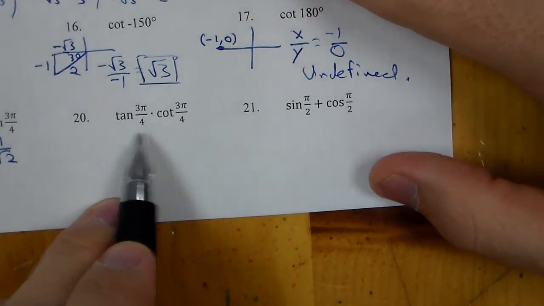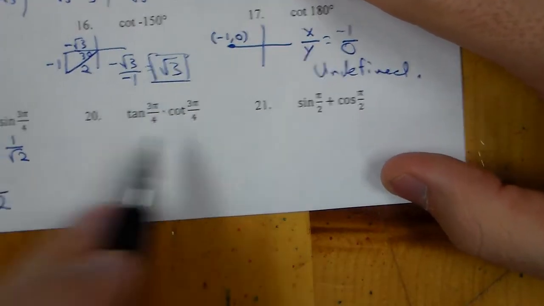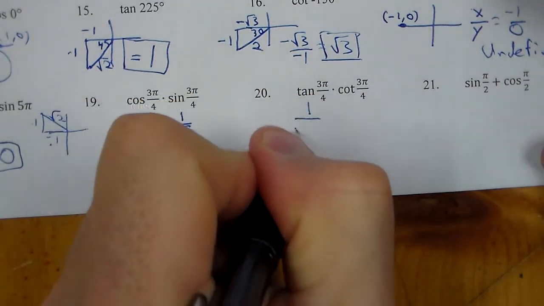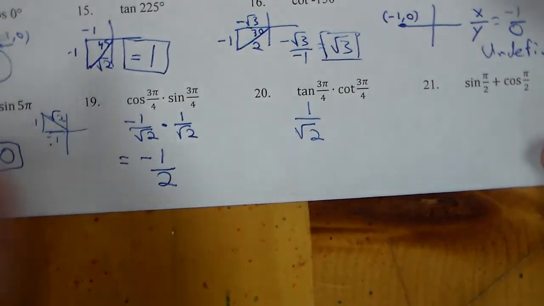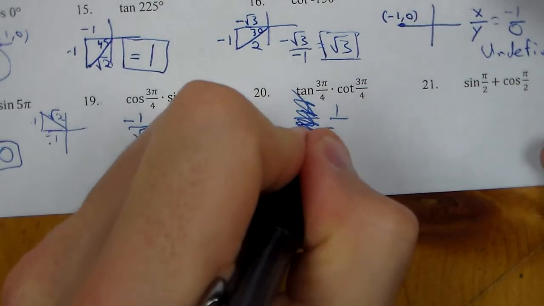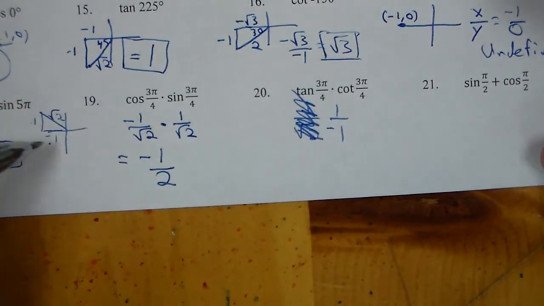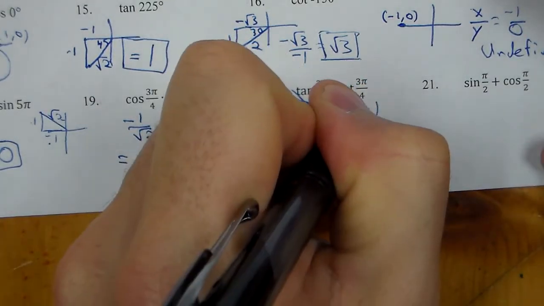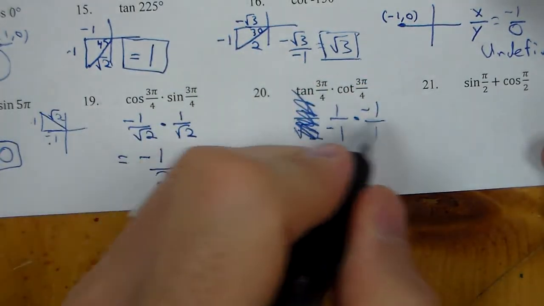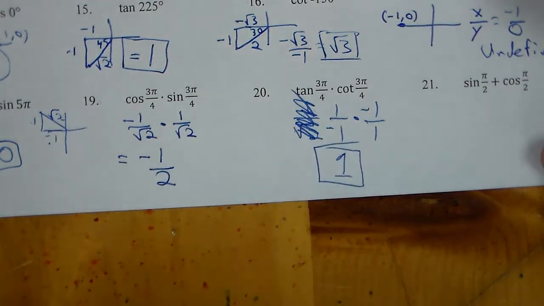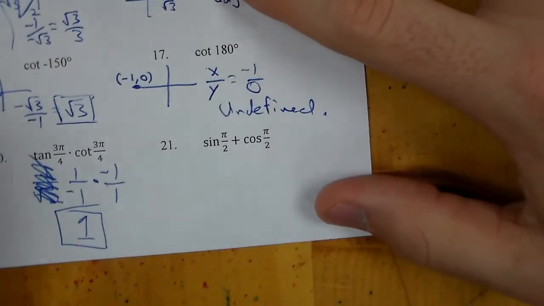Same thing, tangent of 3 pi over 4, cotangent of 3 pi over 4. Let's just steal the drawing I had here. Tangent is going to be opposite over adjacent, so that's 1 over negative 1. Try that again. Cotangent is adjacent over opposite, so that would be negative 1 over 1. We're multiplying. Looks like we get 1 times negative 1, negative 1 times 1. The answer is 1, which we also see often.